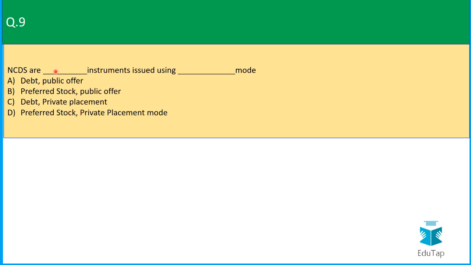Next question. NCDs are dash instruments issued using dash mode. So you have to tell whether they are debt instruments or preferred stock instruments, and they are issued using what mode? The public offer mode, rights issue mode, or a private placement mode?